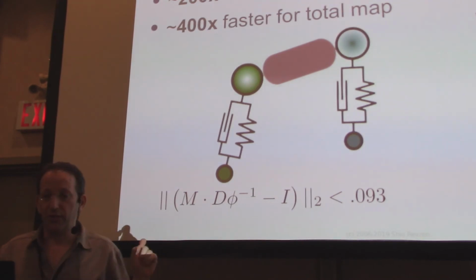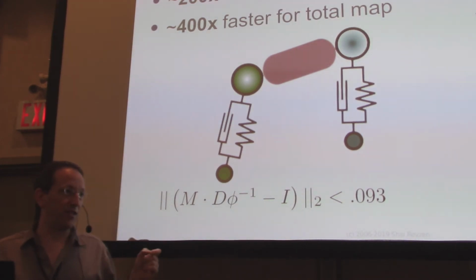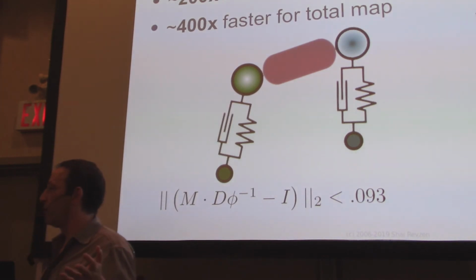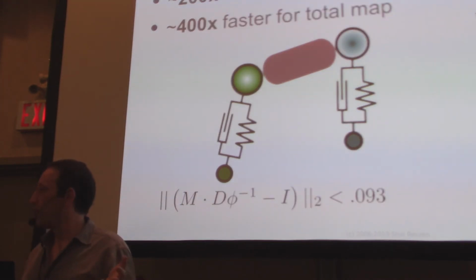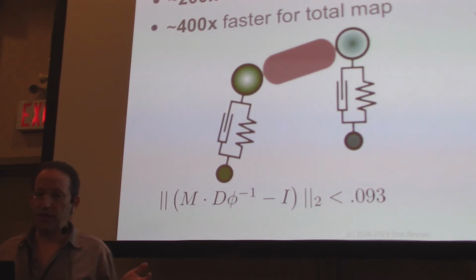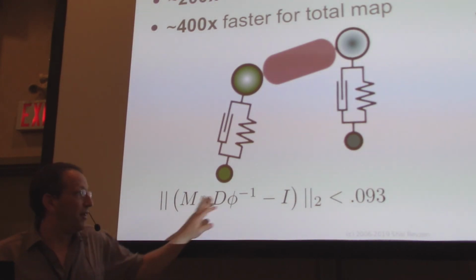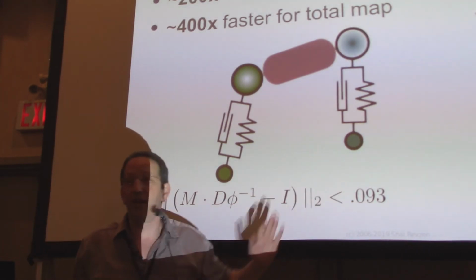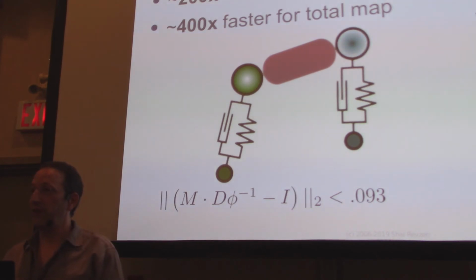For a single trajectory, we're 200 times faster than doing a regular ODE integration. And for computing the entire object we want to compute, we're 400 times faster than doing that computation naively. And this is a measure of the accuracy, just to say we get pretty good accuracy in recovering this object.